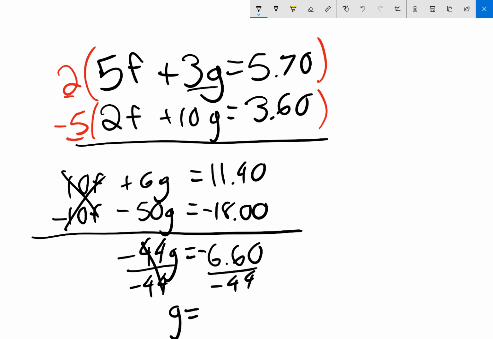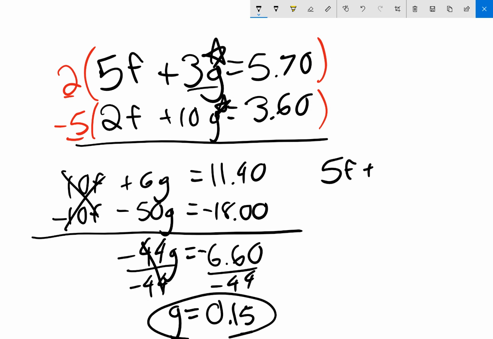And so G is going to equal, and I'm going to need my calculator to check this, negative 660 divided by negative 44 equals 0.15. So that means a piece of gum is 15 cents. All right, now all I need to do is find out how much the fudge cost. So I got G. I can plug that G into either equation. It won't matter. I'm going to just plug it into the first equation.